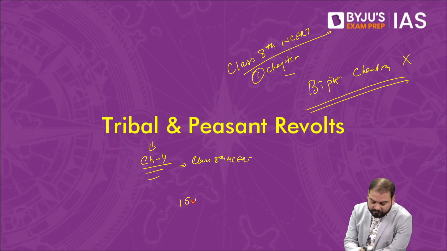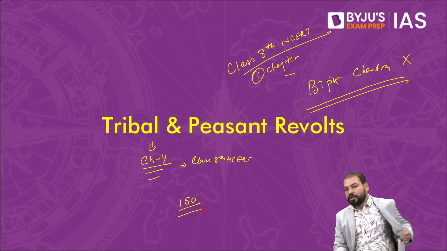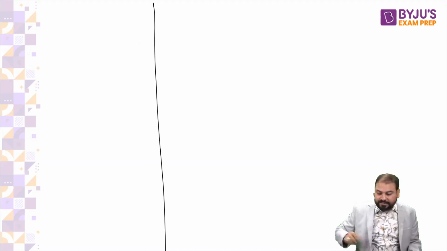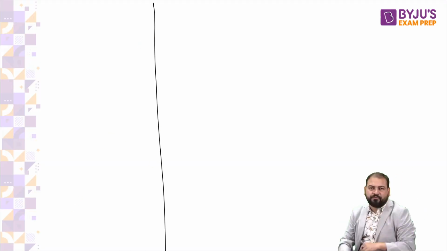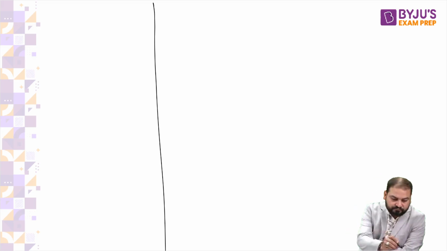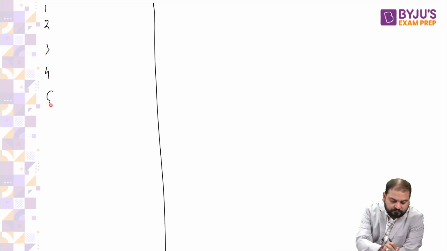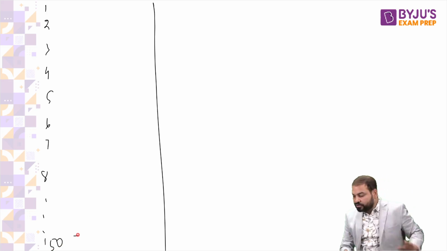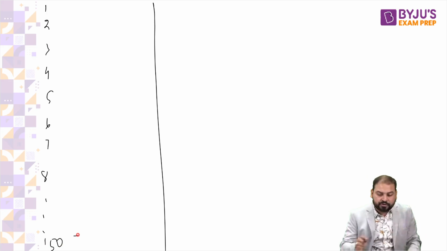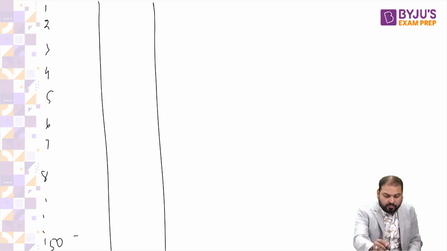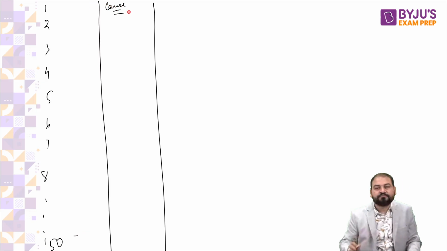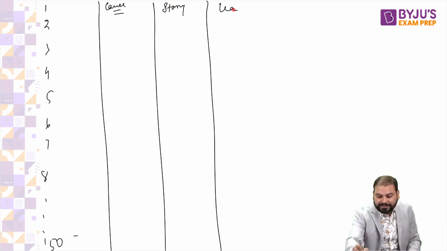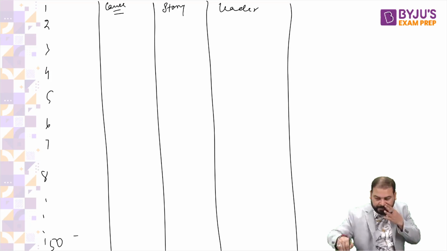There were revolts during British time. Everyone, let's say there are more than 150 revolts, different types of revolts. Every revolt must be having its own cause, must be having a story, a leader, a result.